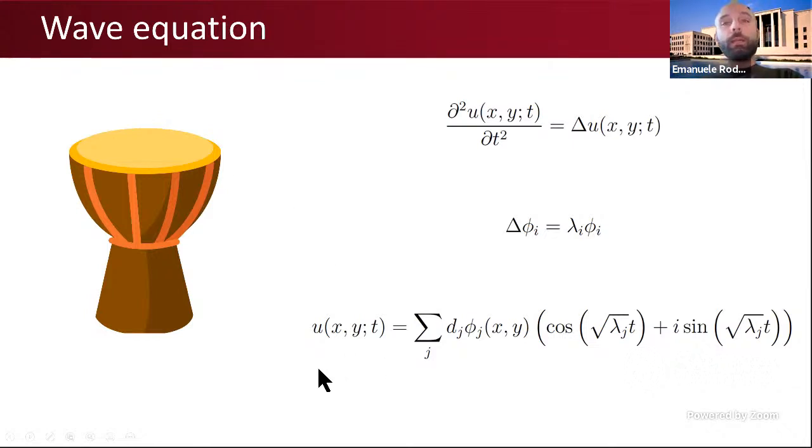We see here, down here, the fundamental solution of the wave equation on this flat domain. This is a flat two-dimensional domain. We have x and y over time. And we see that the fundamental solution is expressed in terms of phi, and these are the eigenfunctions of the Laplace operator on the circular domain, and lambdas, and these are the eigenvalues of the Laplace operator on this circular domain. So we see that the eigenvalues play the role of oscillation frequencies here in the fundamental solution.